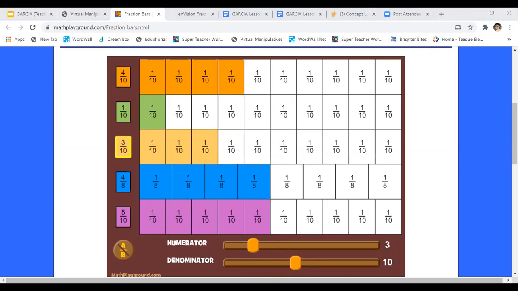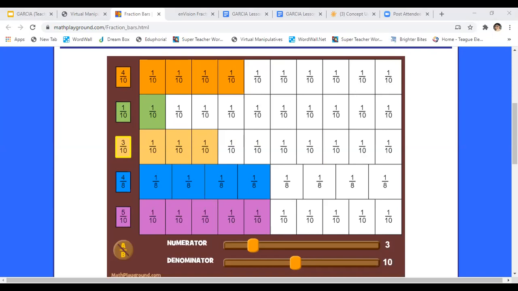So the question was, on which day did he read the most pages? Well, if you look at this here, we have the value of 4 of the 10 shaded. Here the value is just 1 out of the 10. And here the value is 3 out of the 10. So to find out what day he read the most, what would you say? Yes, he read the most on Monday. So I'm going to write the most here.